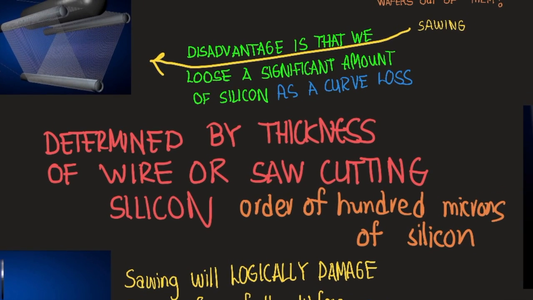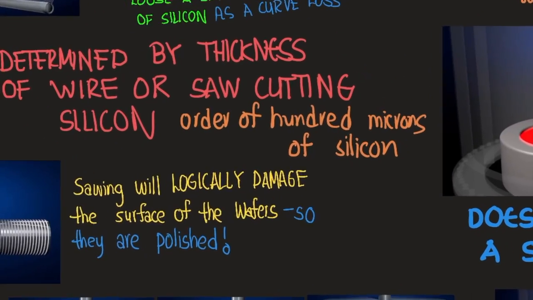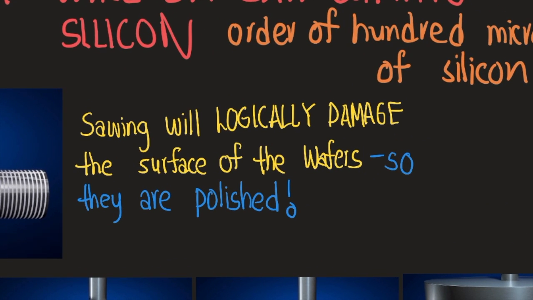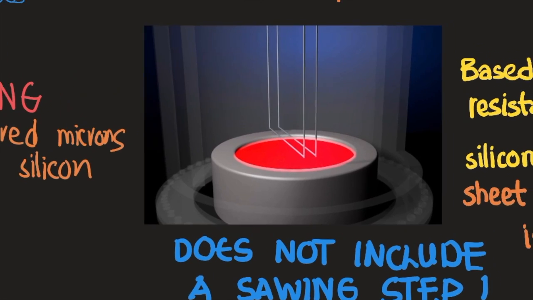The thickness is usually determined by the wire or the saw cutting the silicon. So this is cut in the order of hundreds of microns of silicon. Sawing will logically damage the surface of the wafers, so they are polished. That's an important step, by the way.